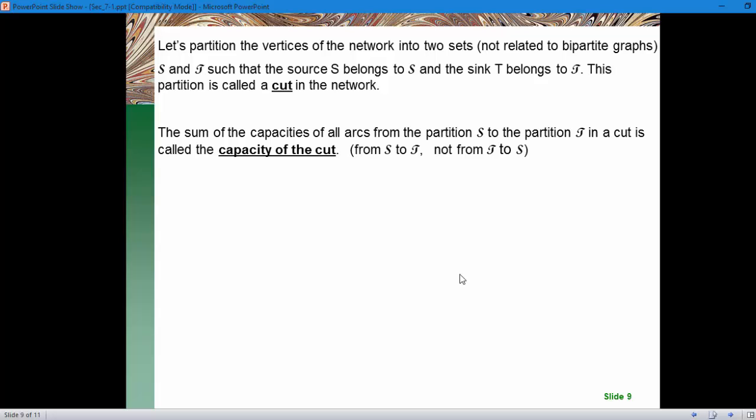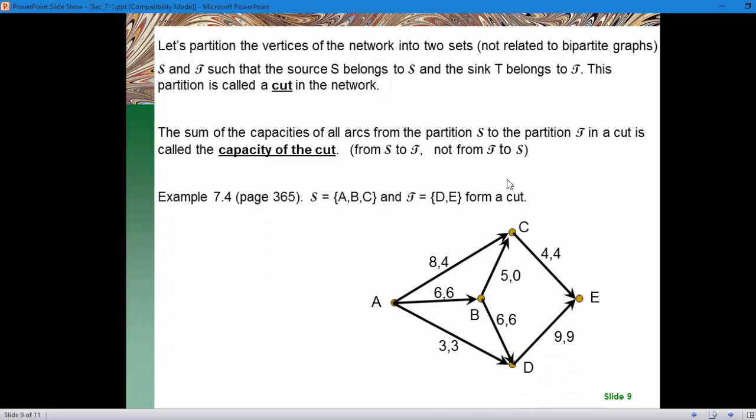The sum of the capacities of all arcs from the partition S to the partition T in a cut is called the capacity of the cut. Now this is from script S to script T, not the other way around. Let's take a look at one example. Here's an example of a cut.